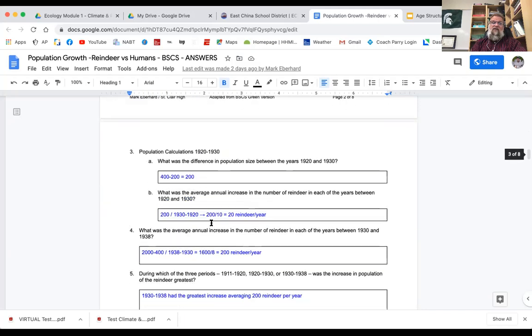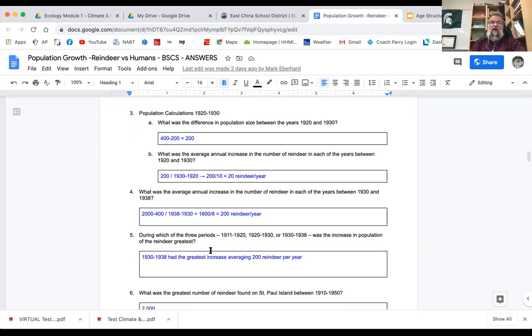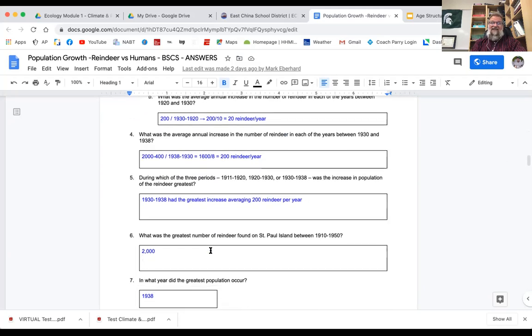And in 1930, which here's our calculations for 1930, all of a sudden we go from 20 deer a year to 200 deer per year. 200 deer per year. We had our max population of 2,000 in 1938. What the heck is going on in 1930 that all of a sudden goes from 20 deer a year to 200 deer per year?